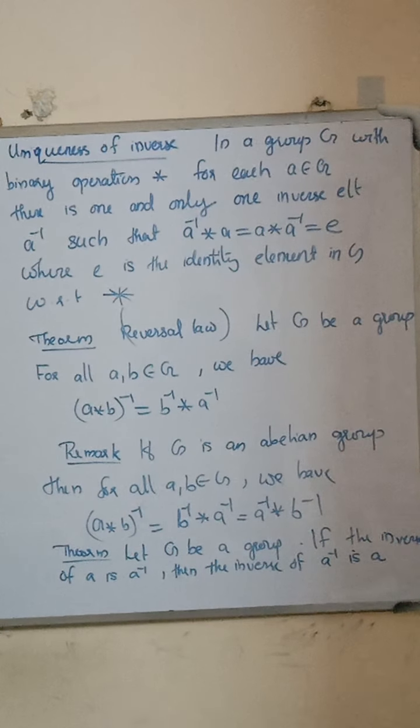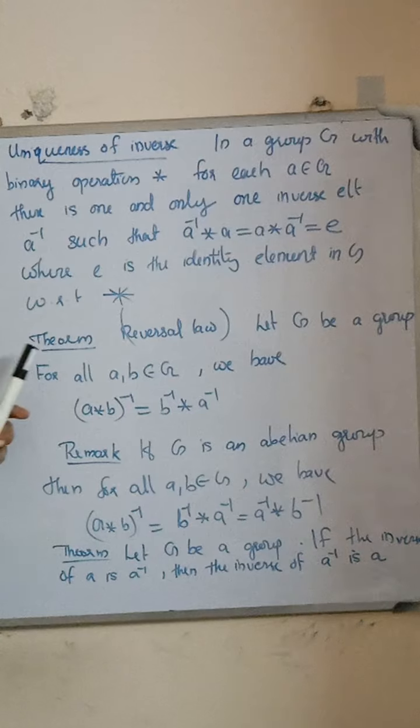For each element, the uniqueness of inverse means each element in the group G has an inverse, and that inverse is unique. But the uniqueness of identity means the group has only one identity element.